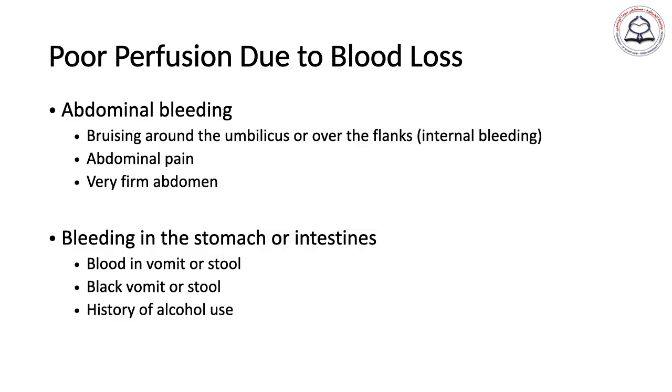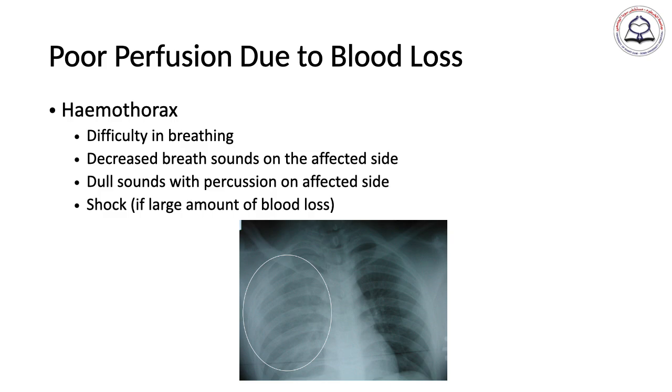Poor perfusion due to blood loss. If the source is intra-abdominal, you can find abdominal pain, distended and firm abdomen, plus you can see bruising around the umbilicus or on the flank. While with bleeding in the stomach and intestine, the patient can show features of shock. There could be a history of hematemesis and melena, black vomitus or black stool. The patient can have a history of alcoholism, schistosomiasis or cirrhosis, plus use of blood thinners. Poor perfusion due to blood loss, hemothorax.